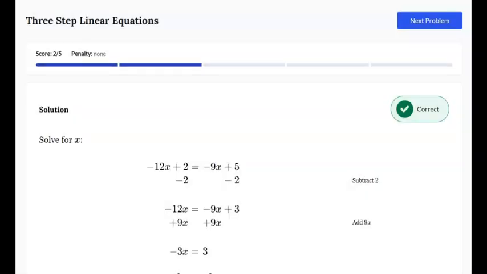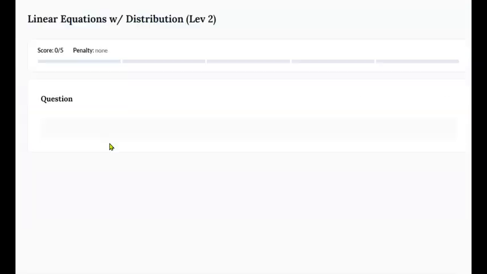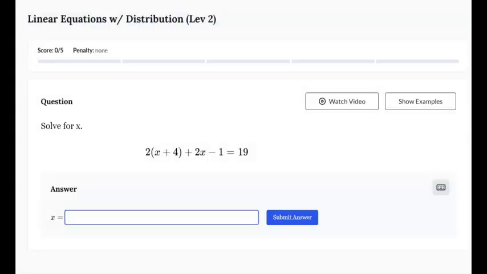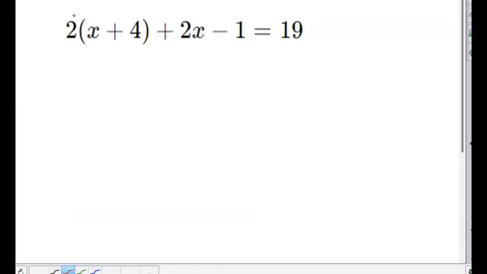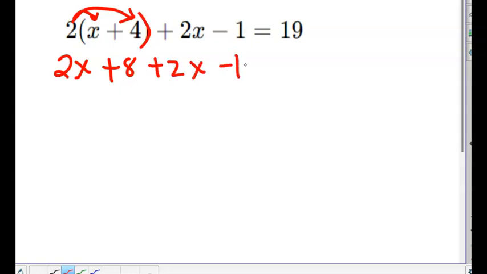And let's take a look at the next topic, linear equations with distribution. For this topic, you'll want to multiply by any term touching the parentheses to every term inside the parentheses and then stop. There'll be no more multiplying after you reach the end of the parentheses. Then we're going to rewrite everything that's still left in the equation.